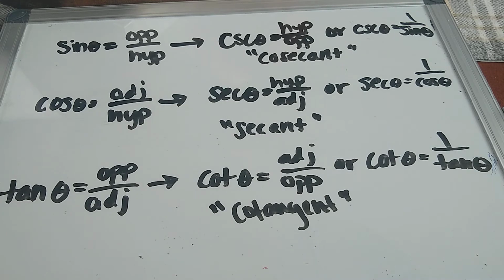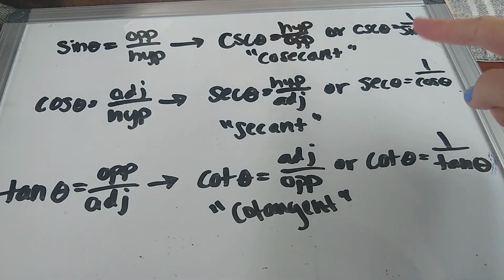Okay, hopefully that helps with all your definitions. They work in the exact same way. Unfortunately, there are no cosecant, secant, or cotangent buttons on your calculator. So you're going to really have to use these relationships.